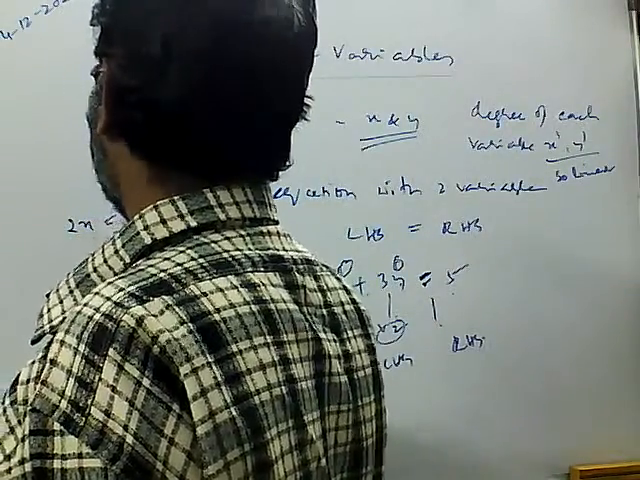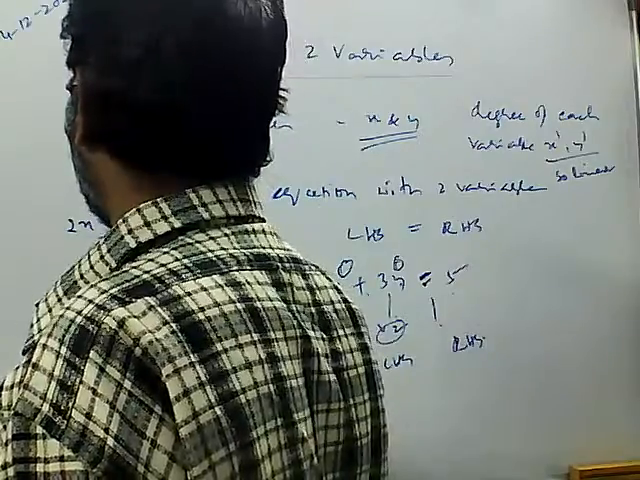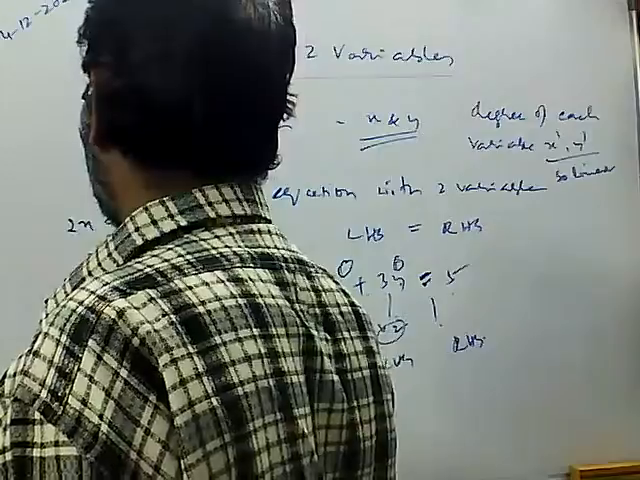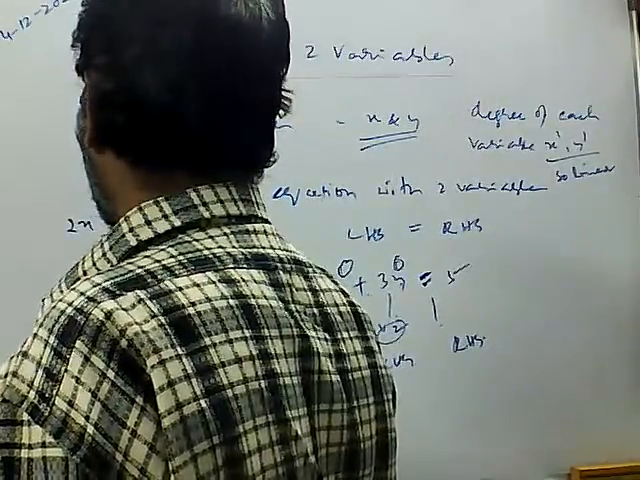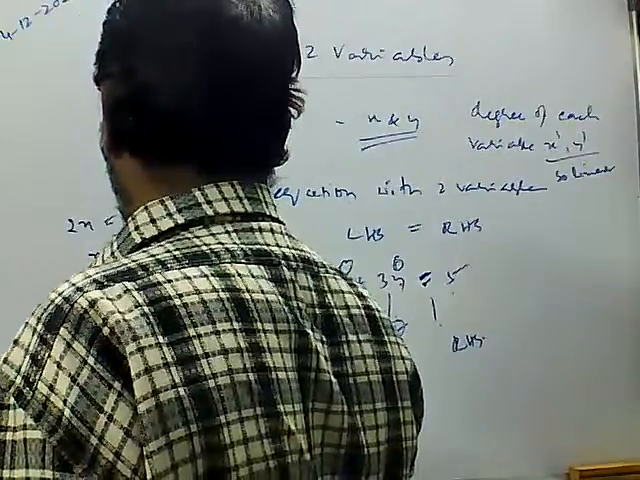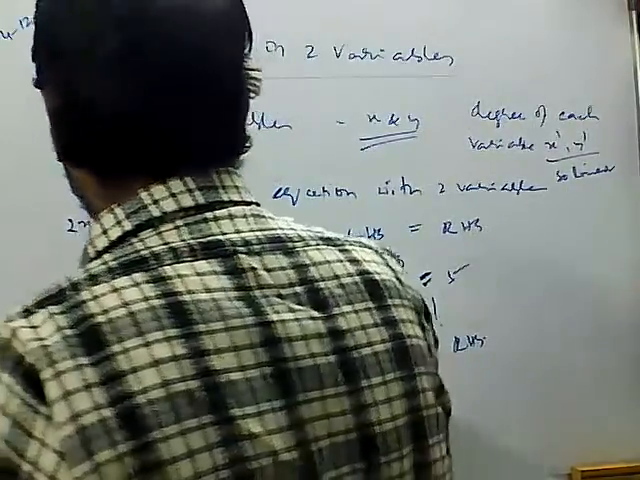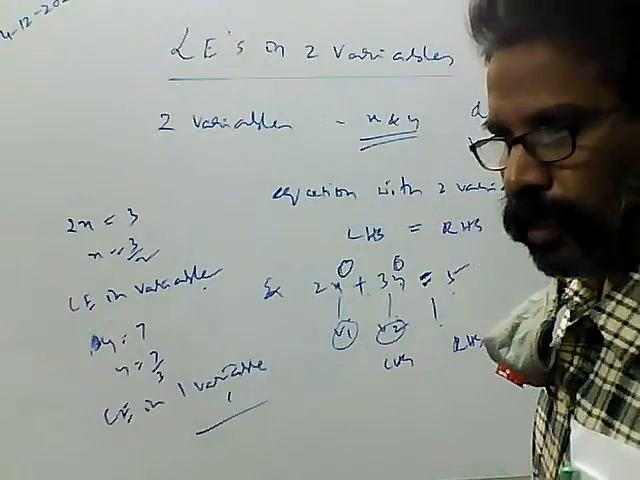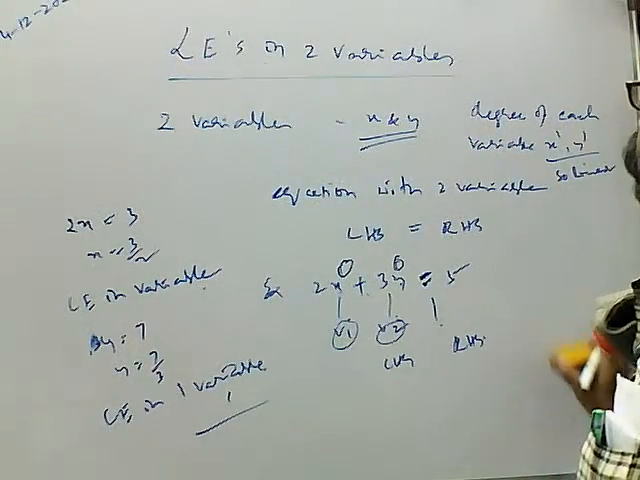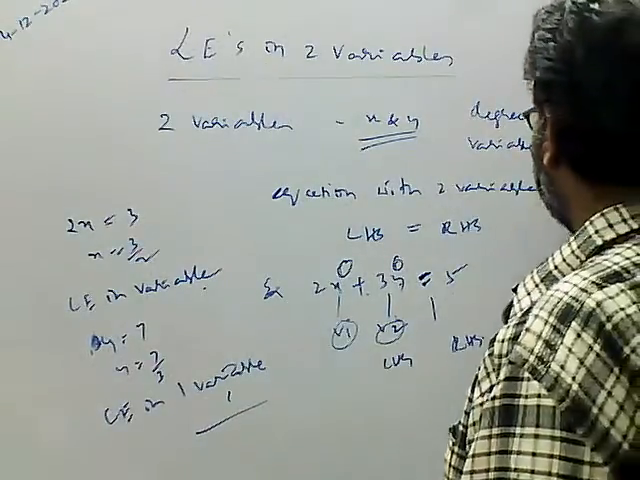Now, suppose 2x is equal to 3, x is equal to 3 by 2. This is a linear equation in one variable, right? Similarly 3y is equal to 7, y is equal to 7 by 3, like the linear equation in one variable. So understand what a linear equation in one variable and a linear equation in two variables is, right? All of you are clear, right? Next, I'll proceed.